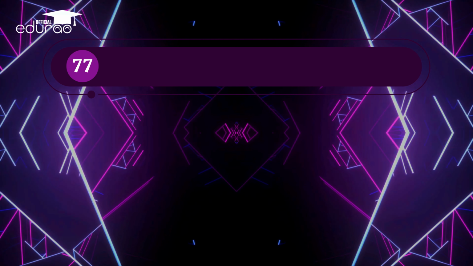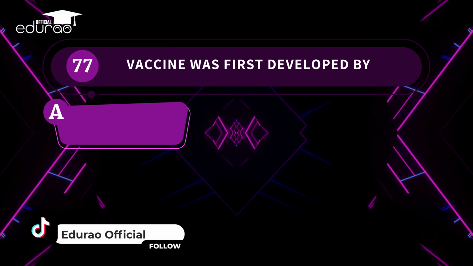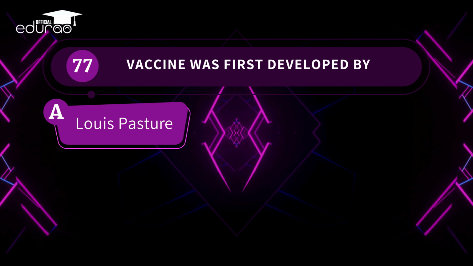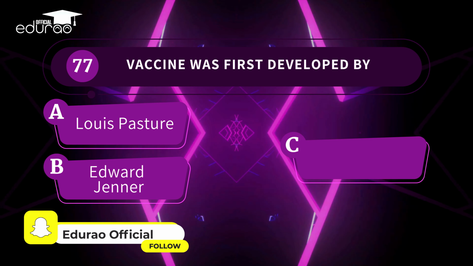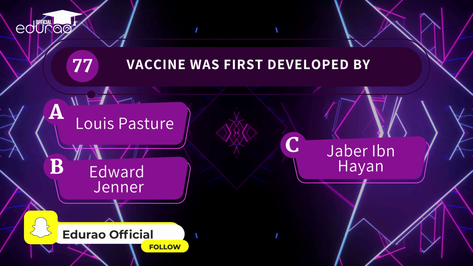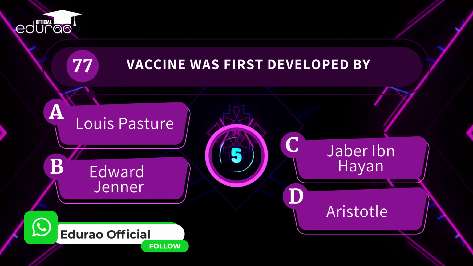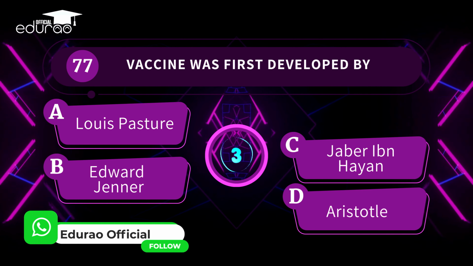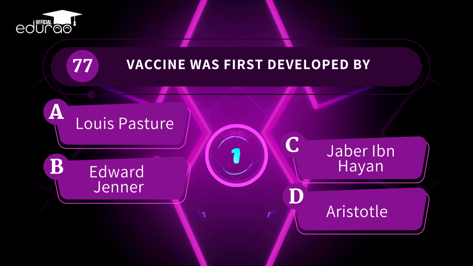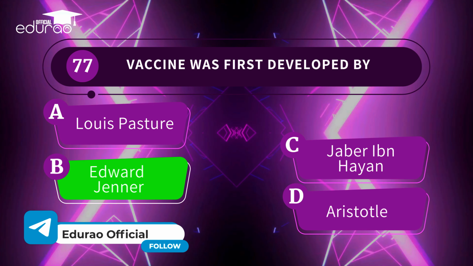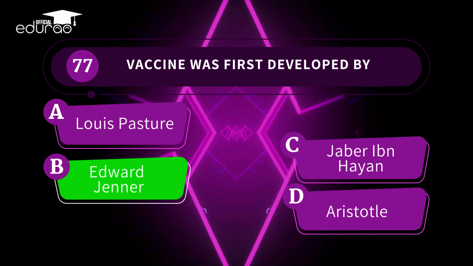Question 77. Vaccine was first developed by A. Louis Pasteur. B. Edward Jenner. C. Jaber ibn Hayyan. D. Aristotle. You're right on all counts. Correct answer is Edward Jenner.